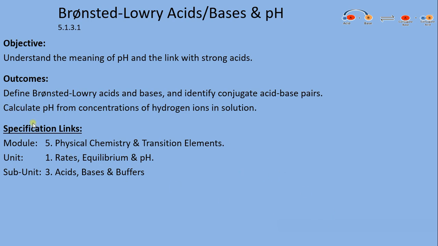In this recording we are going to look through Brønsted-Lowry acids and bases, the definition for acids and bases, and also how to identify the conjugate acid and base pairs. This is something we're going to start off with, along with a brief look at the definition for acids and bases, and how to calculate pH from the concentration of hydrogen ions in solution.